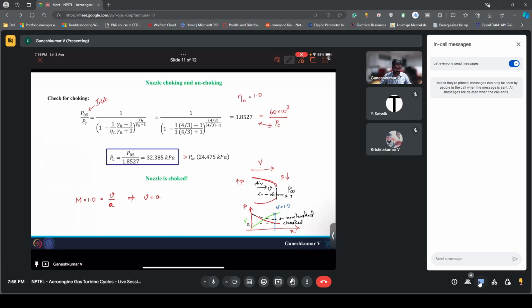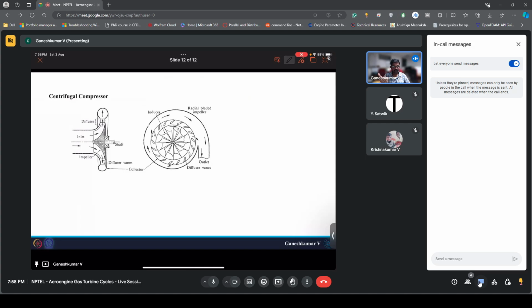All right, Satvik. So there was another question from last week. I don't know whether you attended or not. In the last week, there was a question about the working of a centrifugal compressor. How do we do it? I was not able to explain properly because I couldn't draw things properly. So I have this nice picture from one of the textbooks.